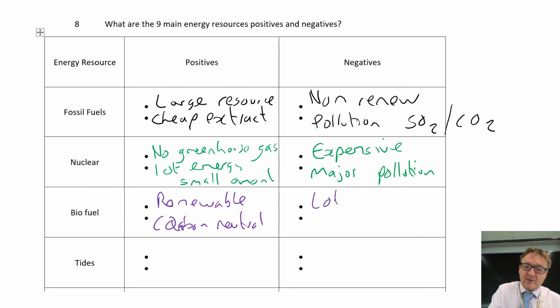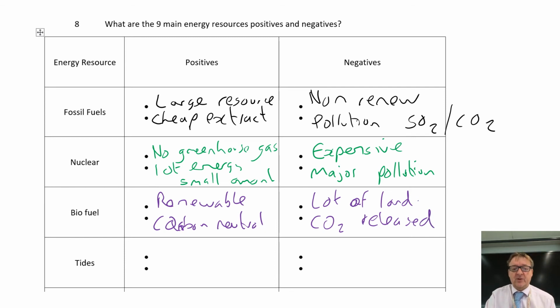The problem is we need a lot of land. If you're going to grow fields and fields and fields of plants to use as biofuel, you're going to need a lot of land. It's also the fact that it does release carbon dioxide. So even though it's carbon neutral, it'd be better if it wasn't.